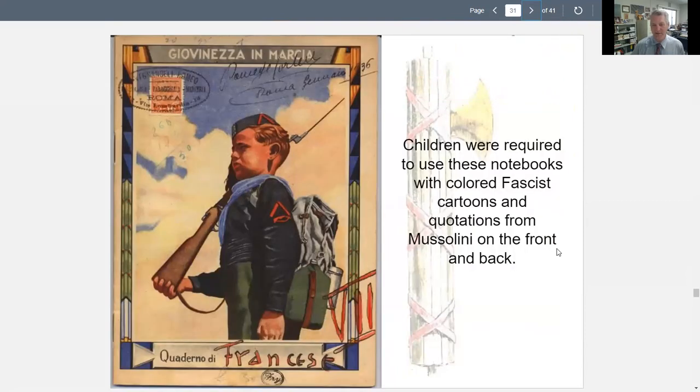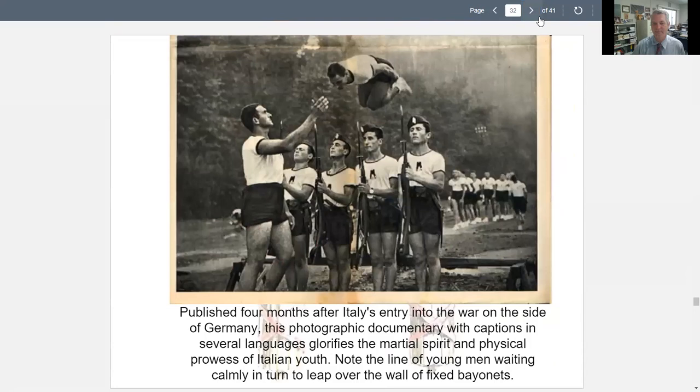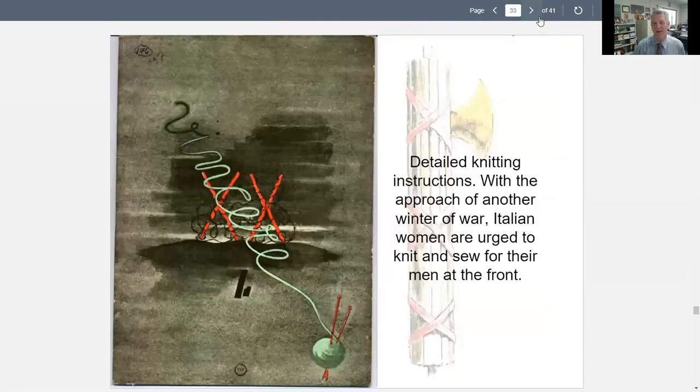Children were required to use these notebooks with colored fascist cartoons and quotations from Mussolini on the front and back. Right? That book, published 4 months after Italy's entry into the war on the side of Germany, captions about what is going on, detailed knitting instructions, how to approach another winter of war.